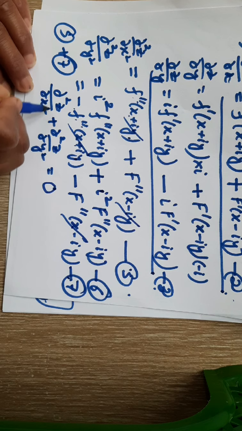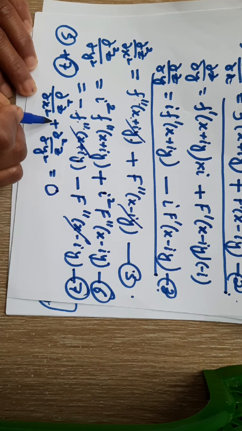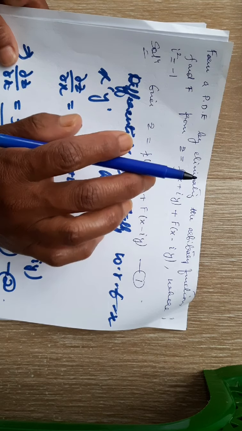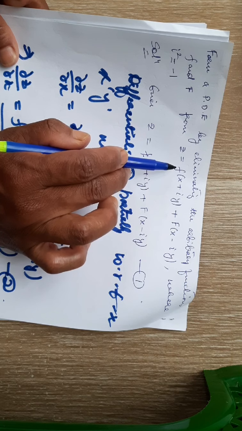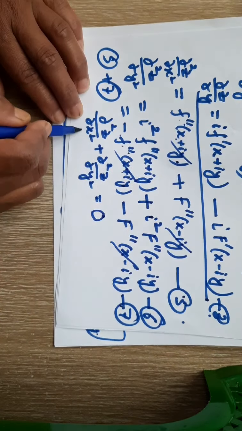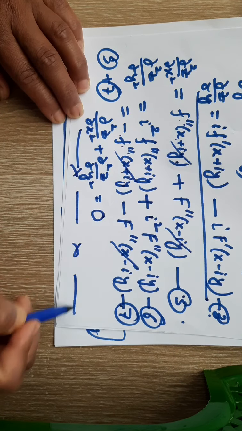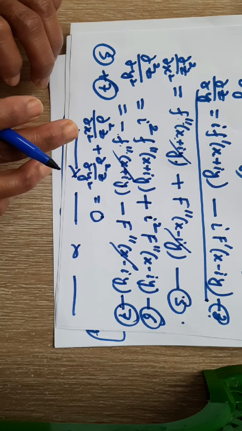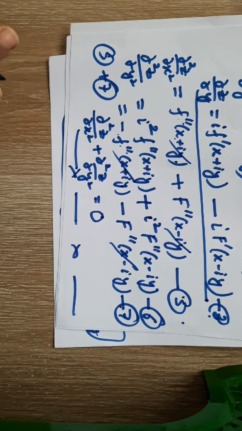So this is the required equation, a partial differential equation, by eliminating the two arbitrary functions, small f and capital F. Hope now it is clear with this type 2 how to eliminate the arbitrary function from the given equation in order to form a partial differential equation.